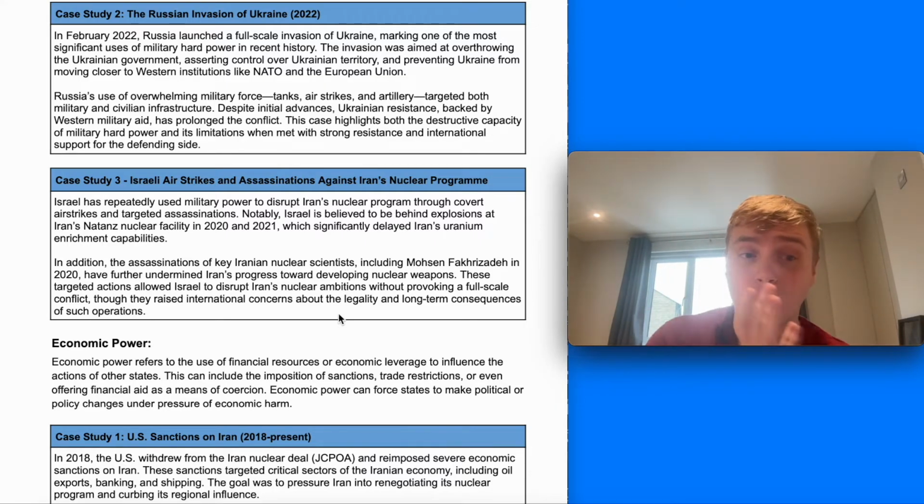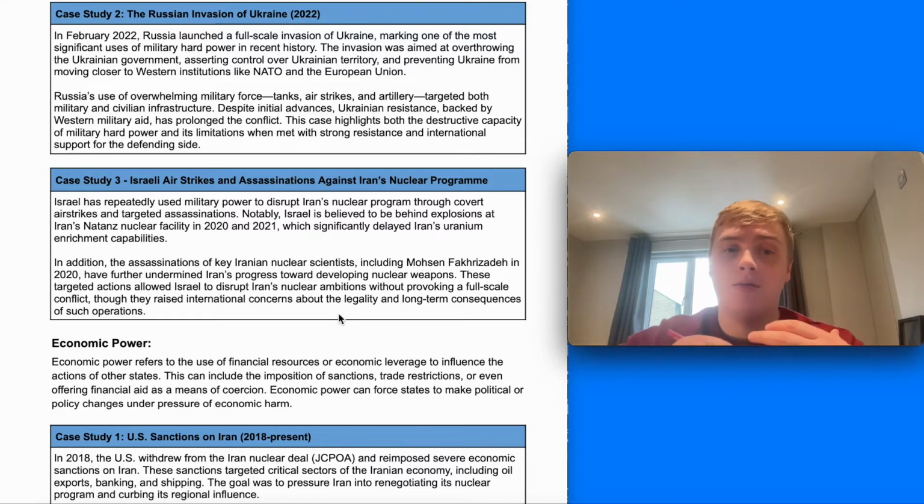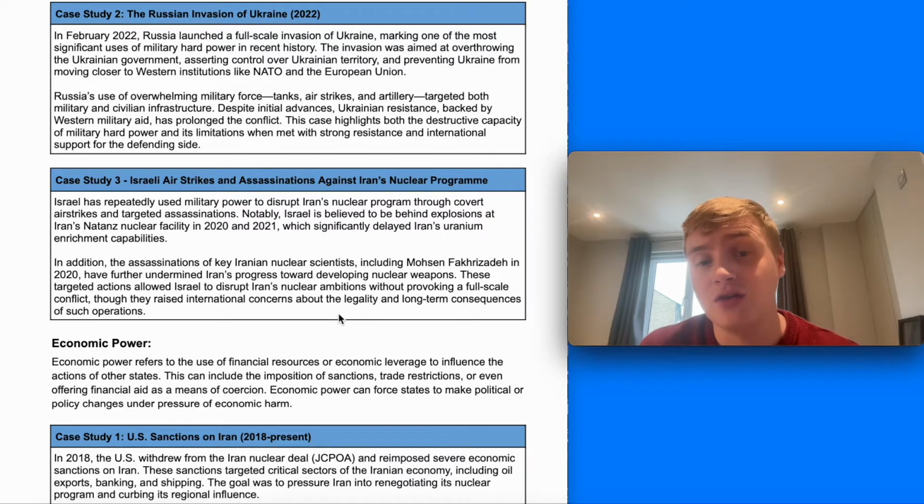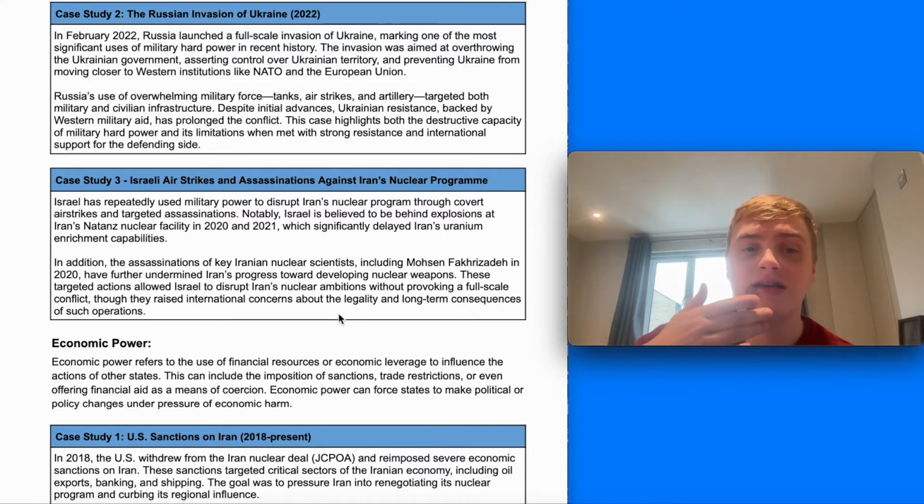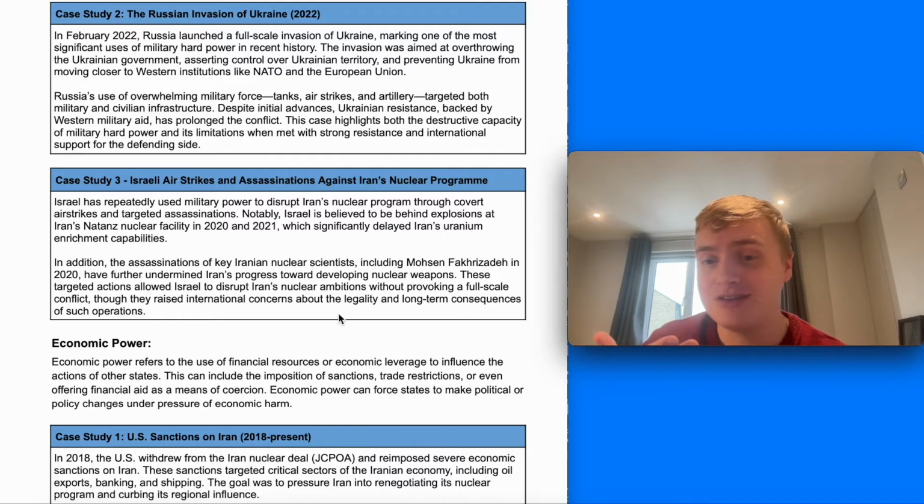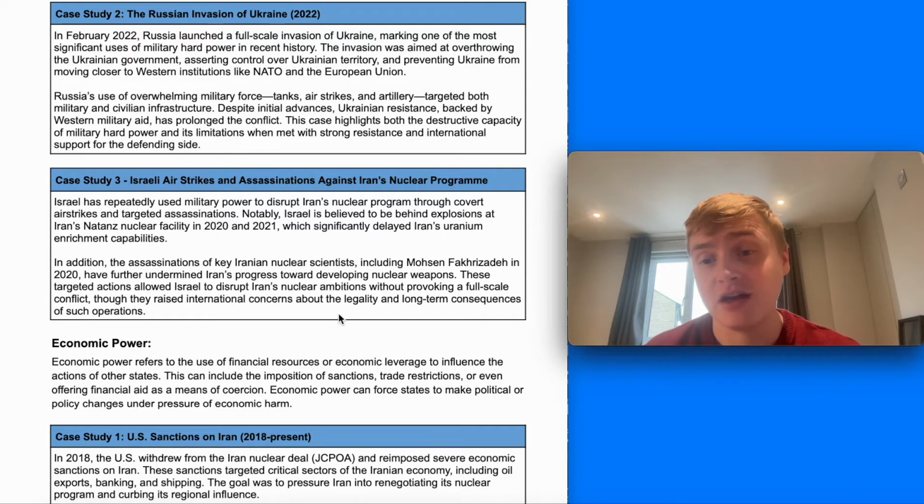Some through airstrikes to get rid of critical infrastructure related to it, but also targeted assassinations. So, for example, there were assassinations of key Iranian nuclear scientists in 2020, for example, and that's really undermined Iran's progress towards developing nuclear weapons. And that's a clear example where Israel has used hard military power to get a key aim of the state. It's been effective in doing so because Iran hasn't been able to, so far, develop nuclear weapons.